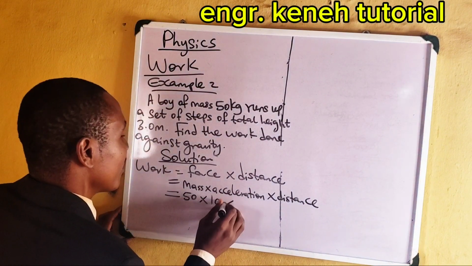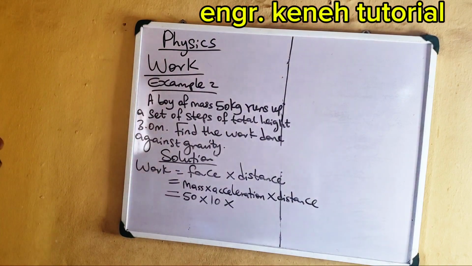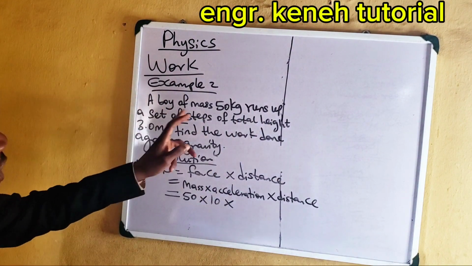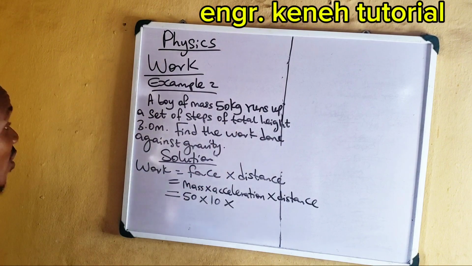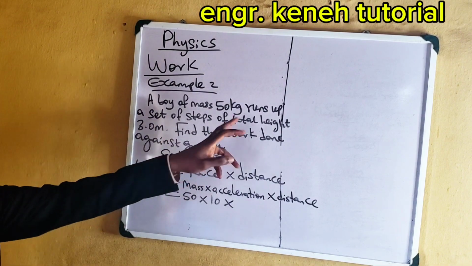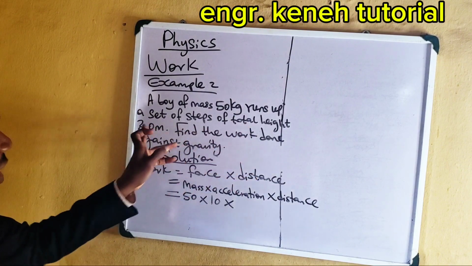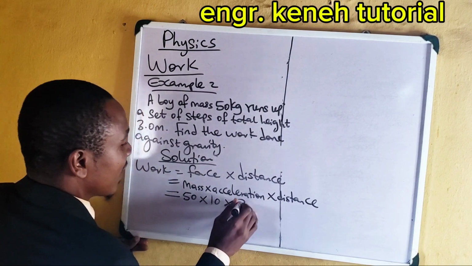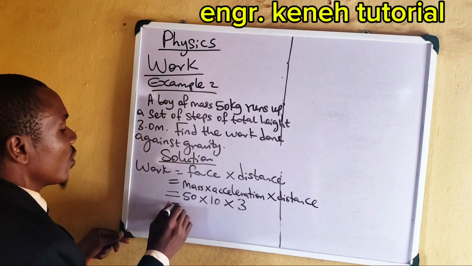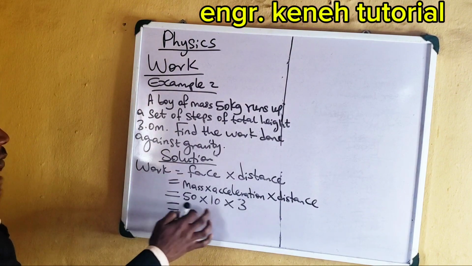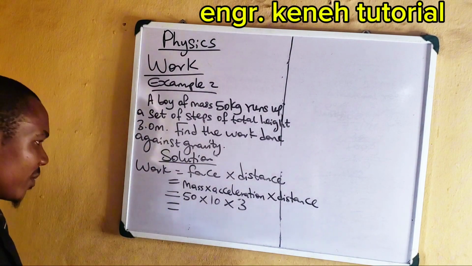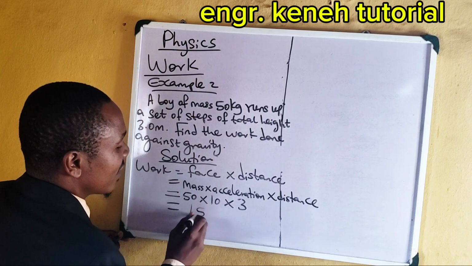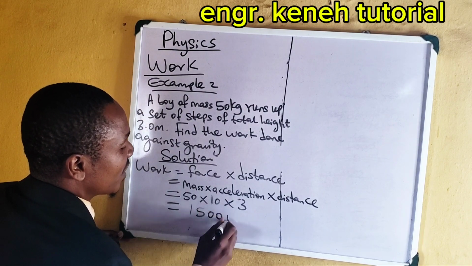It is a constant. Then the distance we are talking about here is vertical distance, which is height. They said a boy of mass 50 kg runs up a set of steps of total height. Can you see the total height? Total height is 3 meters. So we have 3 like this. All right, so we now multiply. 50 times 10 will give us 500. 500 times 3, it will give us what? 1500 joules.